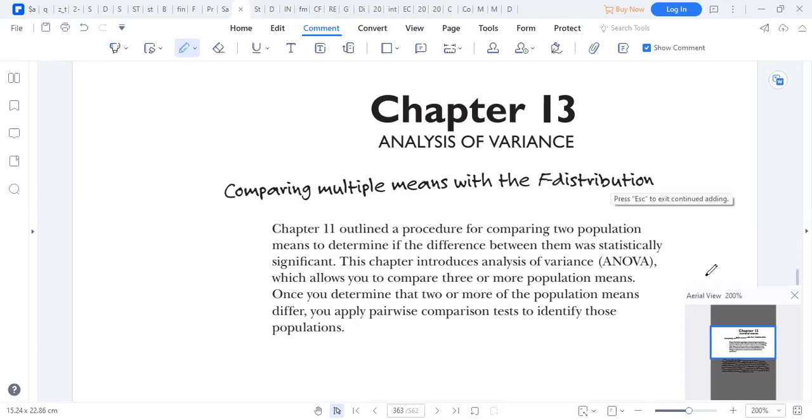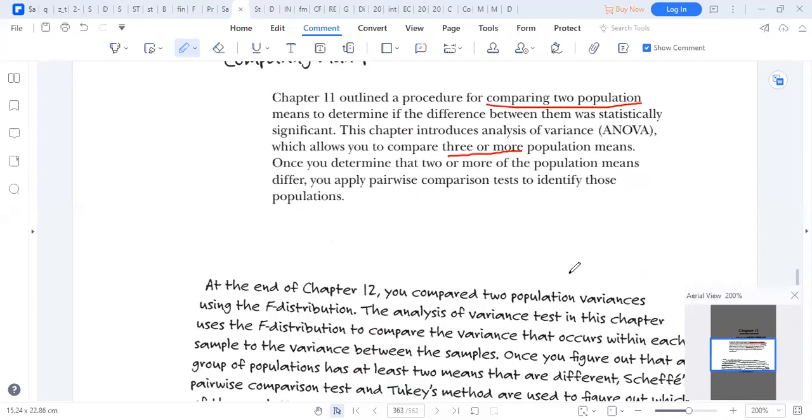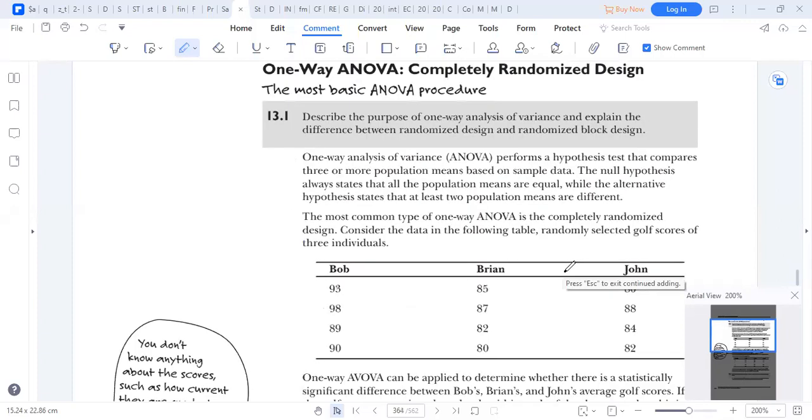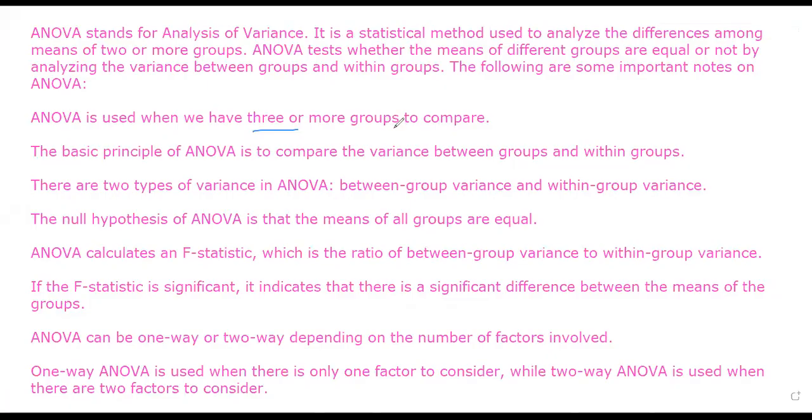So the procedure of comparing two populations, we use a Z. But where we are looking at three or more populations, we're using what we call analysis of variance, ANOVA. Now, a few definitions and principles or assumptions, besides the fact that ANOVA is for 3 and above groups. We also need to know that ANOVA is used to compare the variances between these groups and within the groups. And there are two types of ANOVA that we're going to look at: ANOVA between the groups and within the groups.